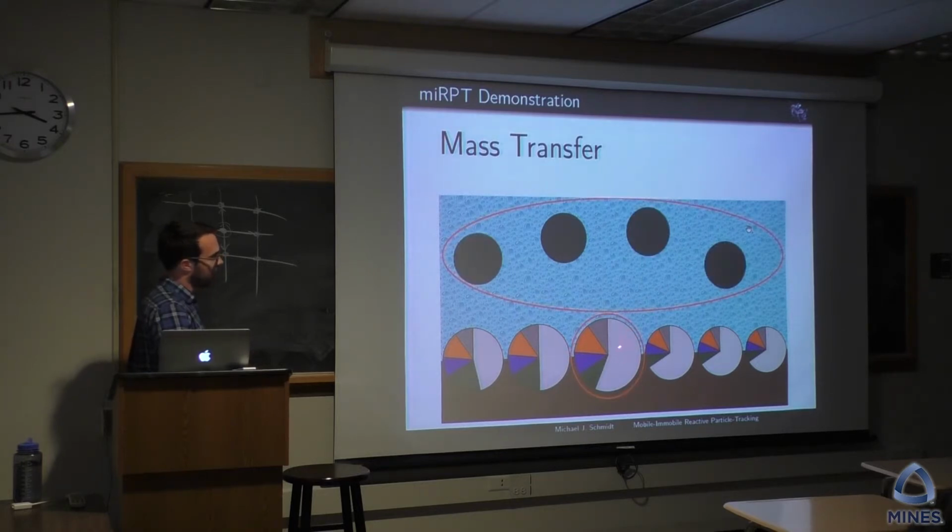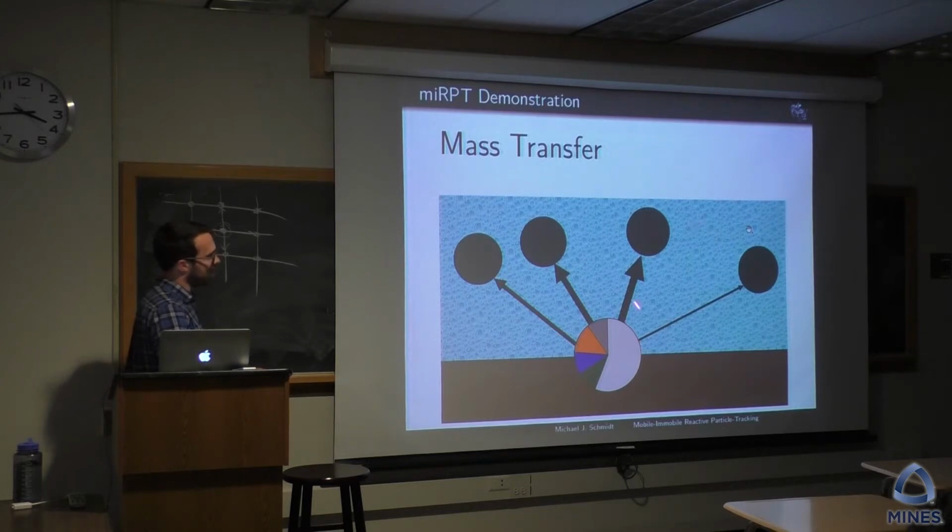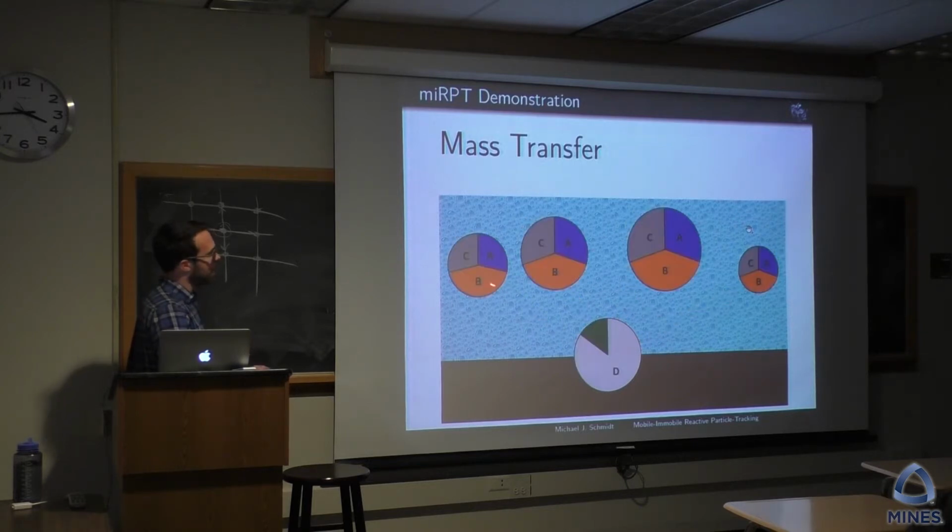We'll see what that looks like from one immobile to all the mobile. Same deal. Closest one gets the most, furthest the least. And then we have our mobile species back up on the mobile particles. Immobile staying down here, not moving.